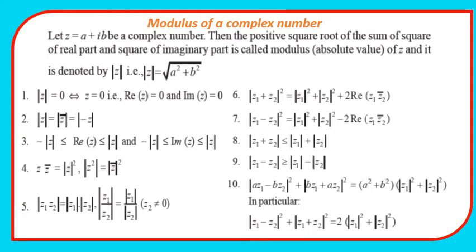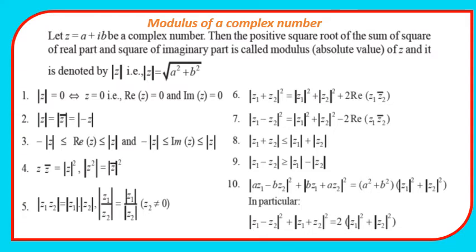Then addition, whole square: modulus z1 plus z2 whole square is equal to mod z1 square plus mod z2 square plus 2 real of z1 into z2 bar, and modulus z1 minus z2 whole square equals mod z1 square plus mod z2 square minus 2 real of z1 z2 bar.